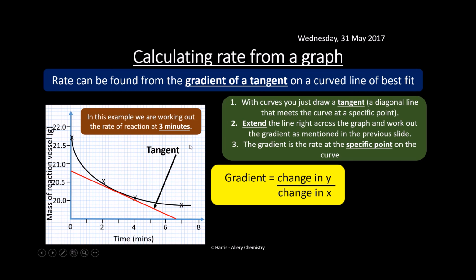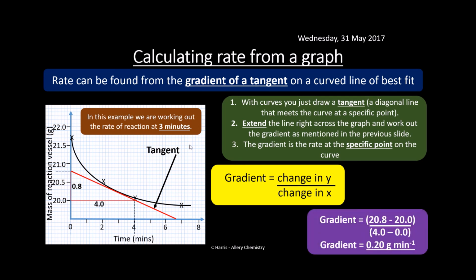Now the gradient is just the same. It's the change in y over the change in x. So let's have a look. So that's the triangle that we're going to use. And let's put the numbers in. So it's 0.8 for the change in y. And it's 4 for the change in x. Now if we put that into our calculator, we should get a gradient of 0.2 grams per minute. Now again, we've worked out the units from looking at the units in the y-axis, which is grams, and minutes is in the x-axis down here, so it's grams per minute, and that's the gradient.